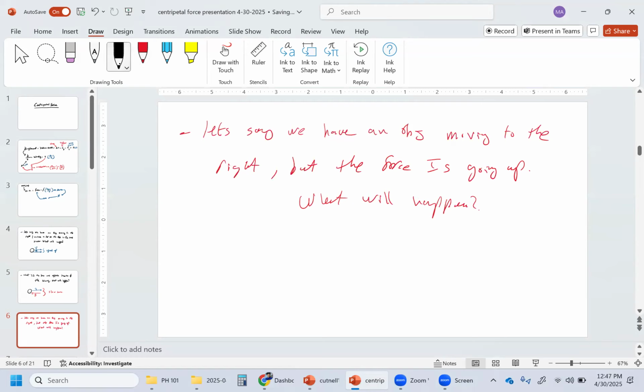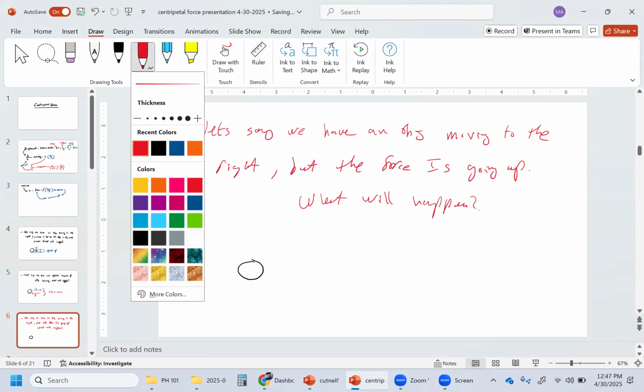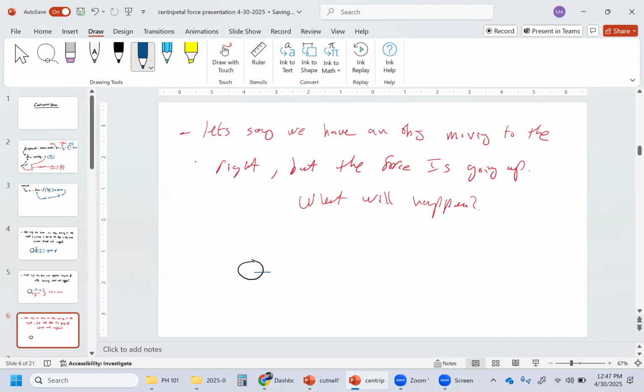So let me go ahead. Here's my little object again, and it's going to the right. That means it's moving, so it has a velocity to the right. But this time we have a force that is going up. Now, going up means that the force is perpendicular to the velocity. So this time I'm going to have a force going on top this way, and it's going to be perpendicular to the velocity.